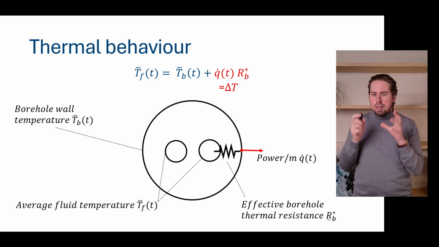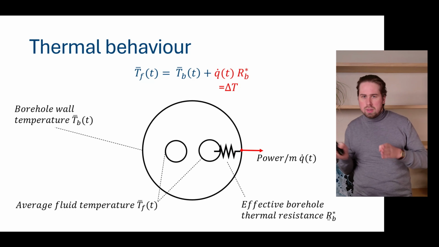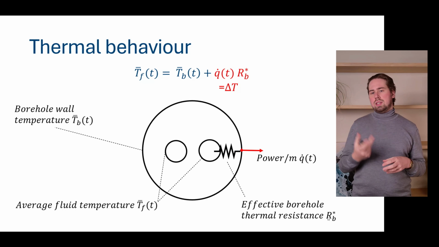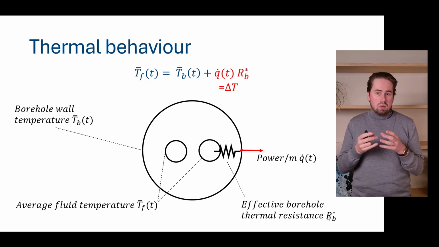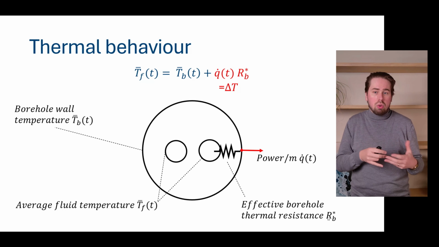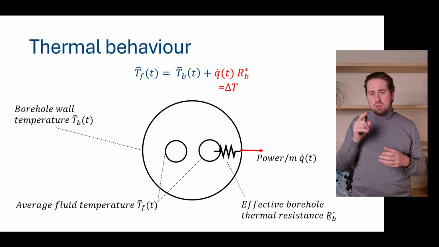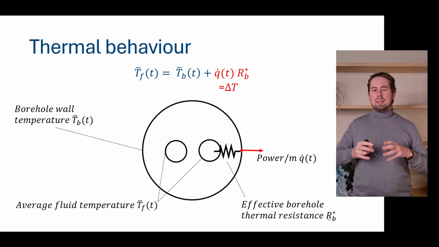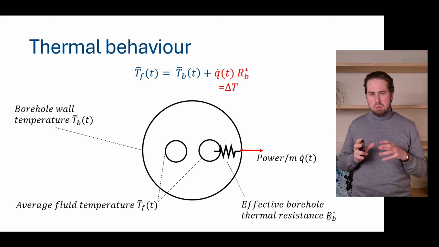Now, this temperature difference between the fluid and the borehole wall temperature is equal to the specific heat exchange, the power per meter borehole, which is Q dot, multiplied by the effective borehole thermal resistance, Rb star, which will be the star of today's video.